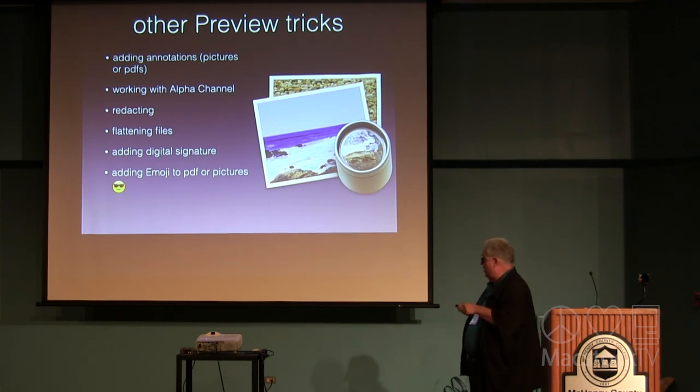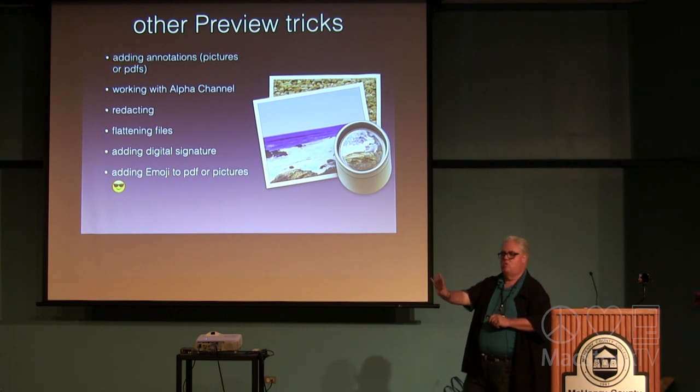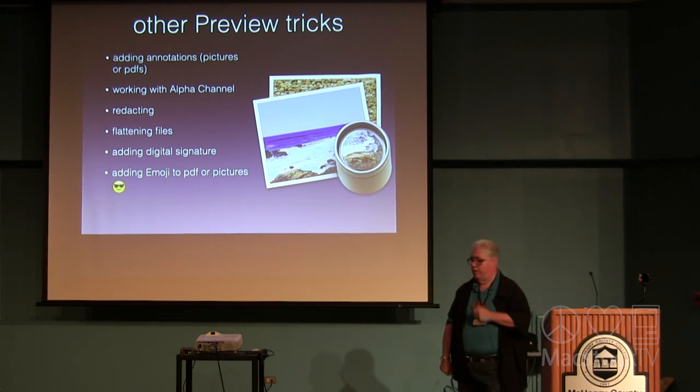The second one I am going to show you, though, is working with something called the alpha channel. Have you ever had a picture where you wanted to take the background out of the picture because maybe you want to sell something and you took a picture of it in the kitchen and the background doesn't look great? I want to show you how you can use Preview to remove the background from part of a picture, and it's all built right in.